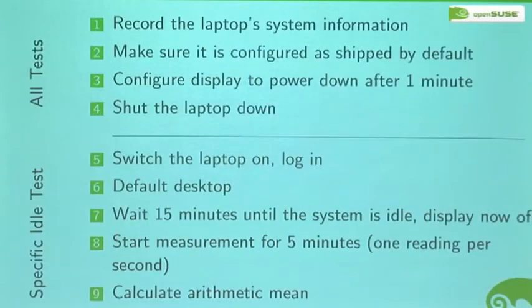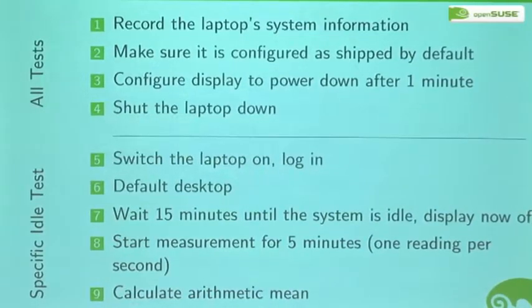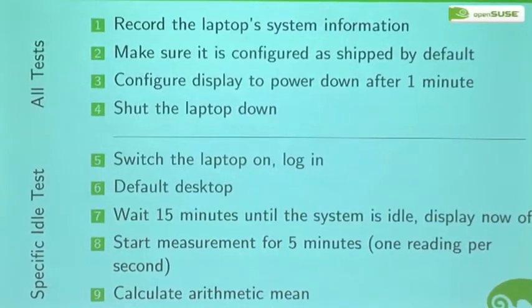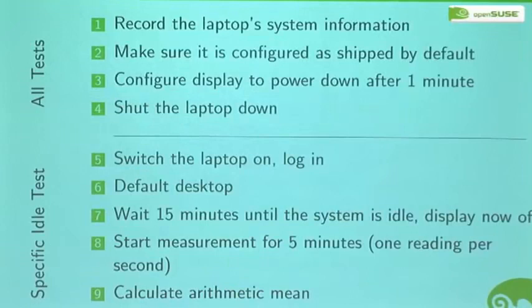And this is how the test procedure might look. It's stripped down, it contains some more details, but I picked the most important ones. The first 4 steps are equal for each test of the different modes. So at first you record the laptop system information, you make sure that it's configured as shipped, you configure the display to power down after 1 minute, and as a consequence of this, the idle mode tests will be done with the display switched off. Finally, you shut down the laptop, and now you start one specific test.